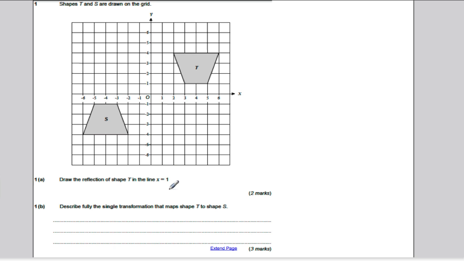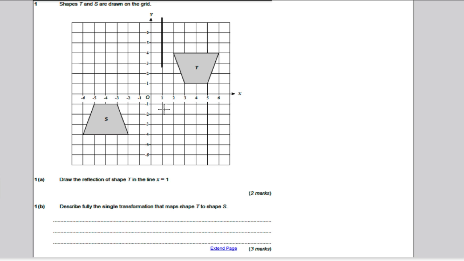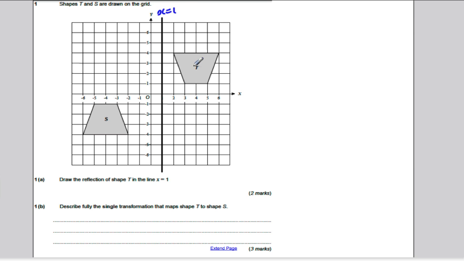x = 1 is where all the x coordinates are 1. Anything there has an x coordinate of 1. So the first thing you should do is draw the line x = 1, label it, the line x = 1, and then you want to draw the shape T reflected.